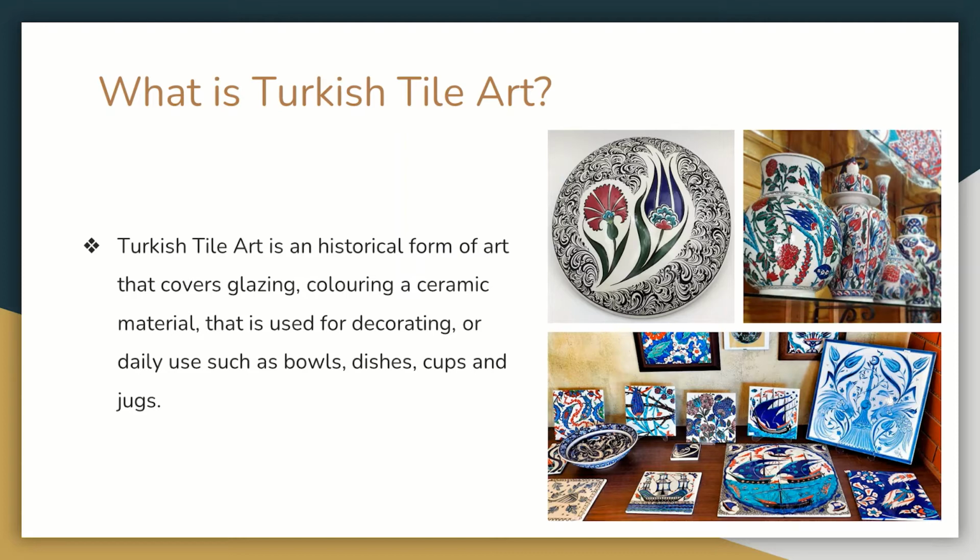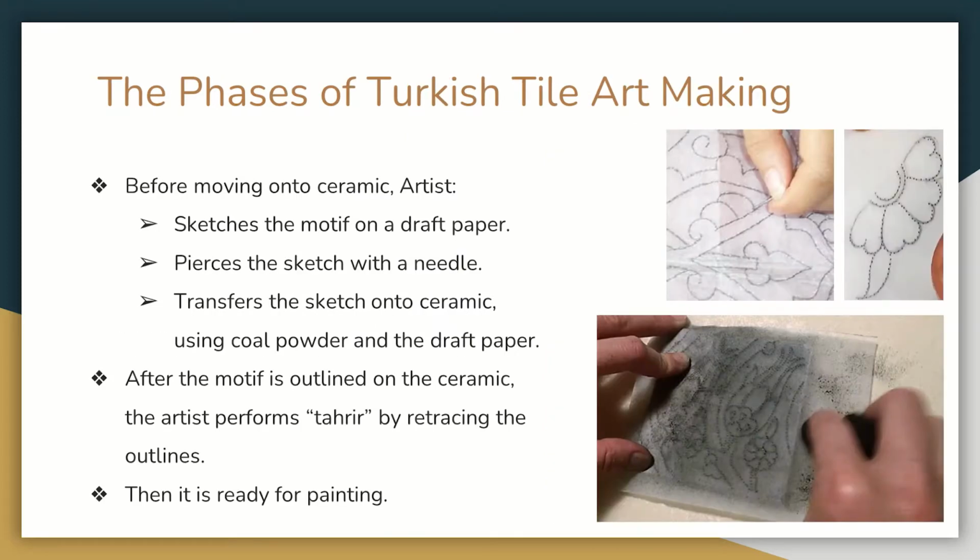With this project, we plan to shorten the time and allow the artist to concentrate on the creative aspect of this art form. The phases of Turkish tile art making. Artists first sketch their motif on a draft paper. Use needles to pierce these traces dot by dot. Pass on these traces onto ceramic by rubbing cold powder on the draft paper. Later retrace the outline of the past motif, which is called tahrir in the profession, and lastly painted.